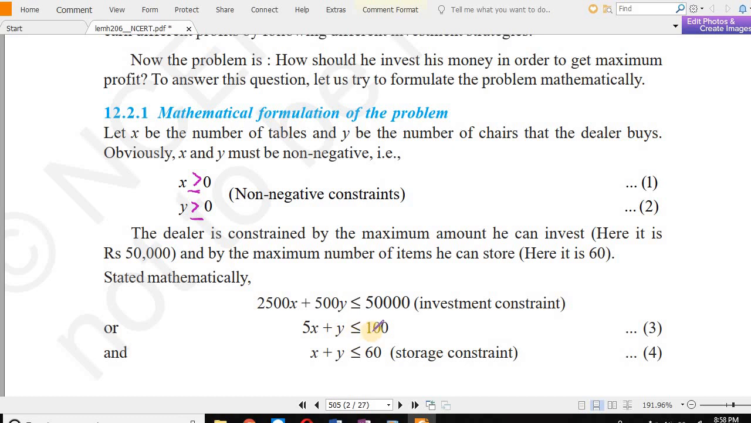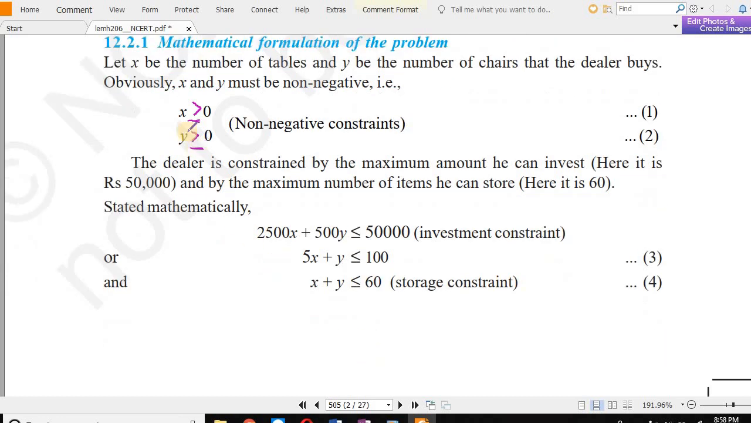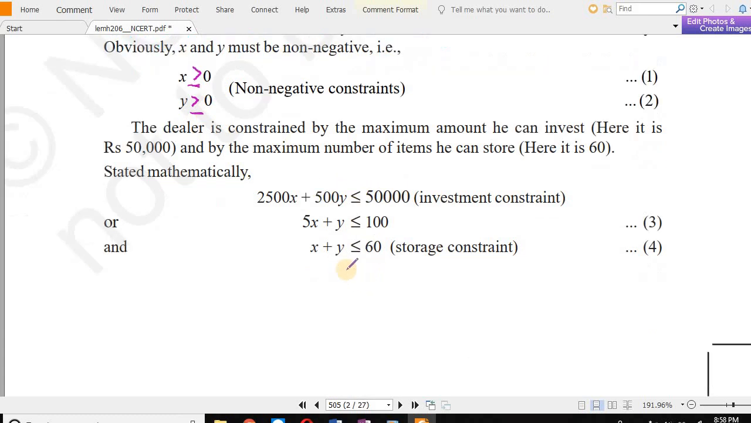Right? Now what about this constraint for storage? Well, that's a little bit easier to come by. You can't have more than 60 pieces of furniture. So X tables plus Y chairs has to be less than or equal to 60. All right? So far we have 4 constraints: non-negative constraints on X and Y, investment constraint on X and Y, and storage constraint on X and Y.